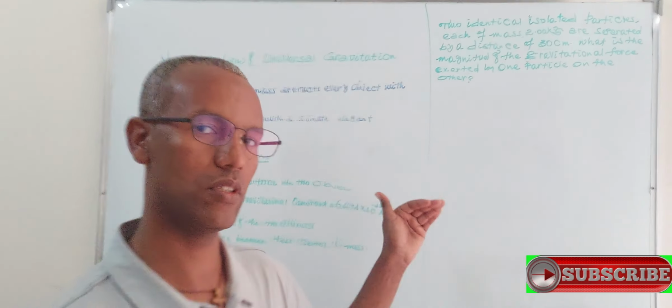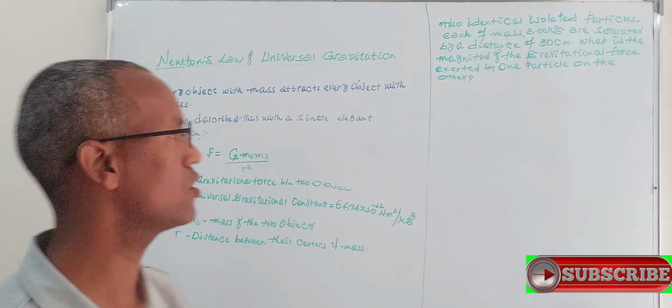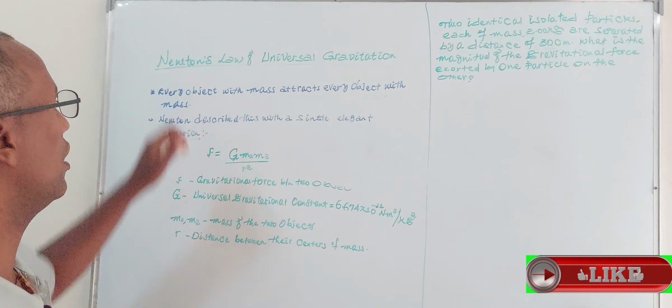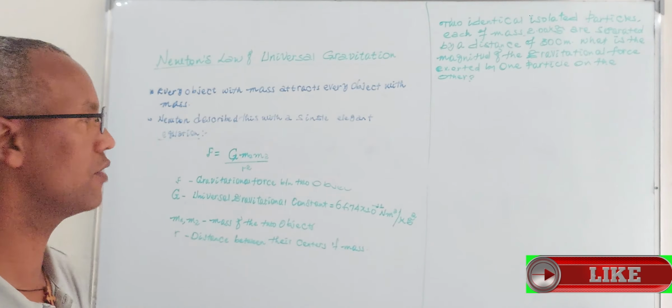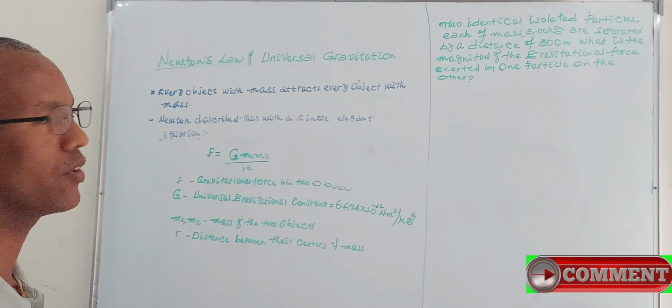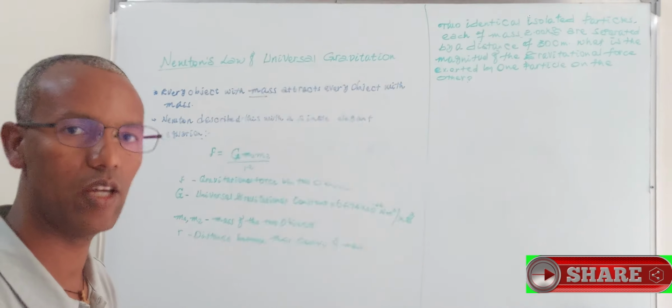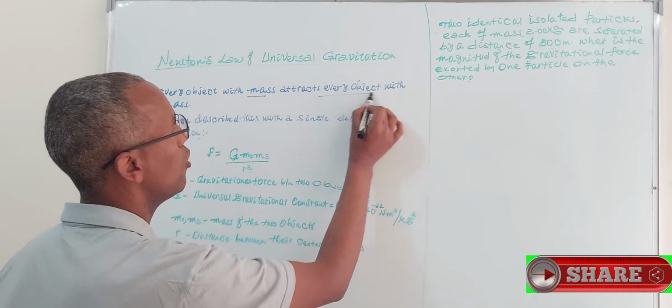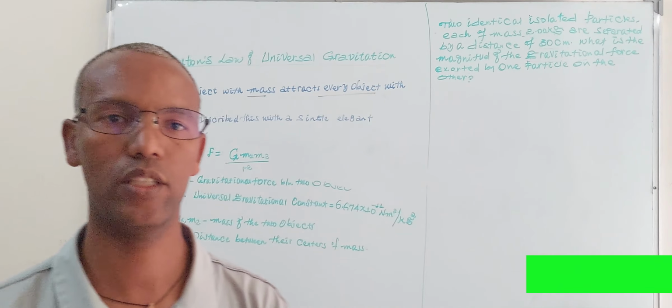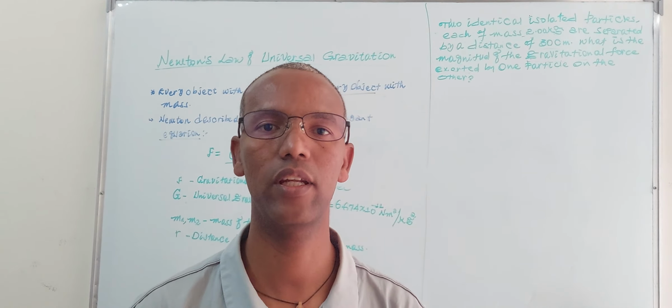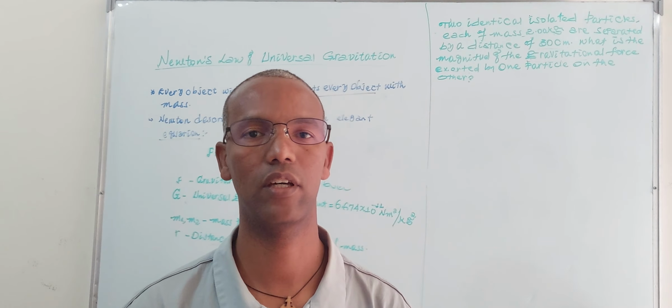So let's proceed with today's session. Newton's law of universal gravitation states that every object with a mass m attracts every object with another mass. That is what we call Newton's law of universal gravitation.